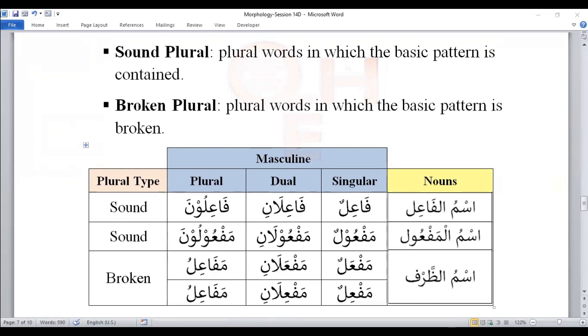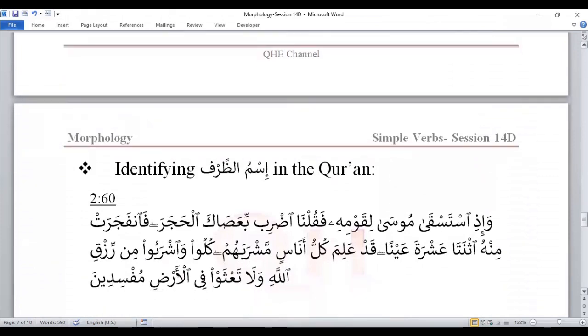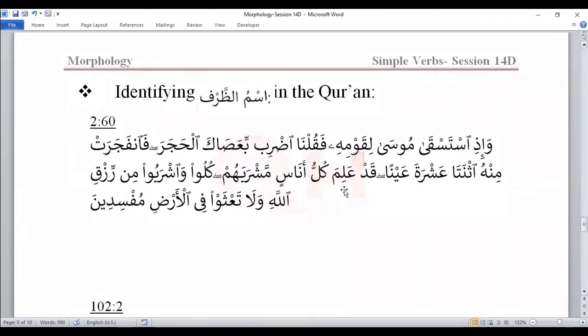Okay, now let's go over some examples in the Quran. So as usual, inshallah, I'm going to browse over the verse and try to find ismu dharf. So the first thing I'm going to look for is mim with fatha. I'm looking for either the maf'al or maf'il pattern. So let's go over, inshallah. Bismillah. I'm looking for any word that starts with mim fatha.